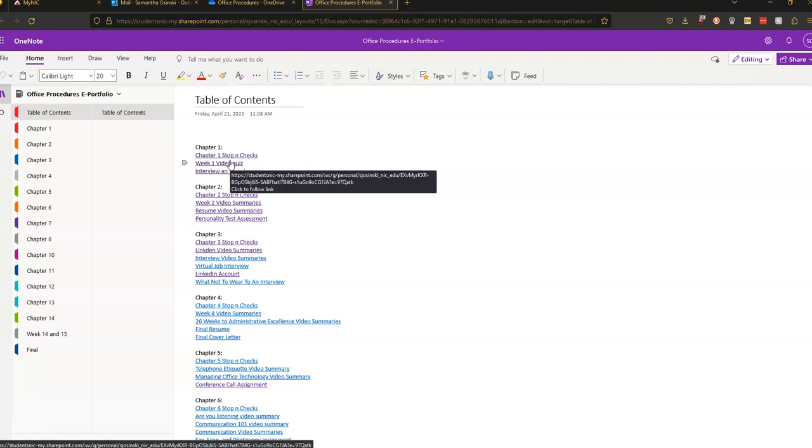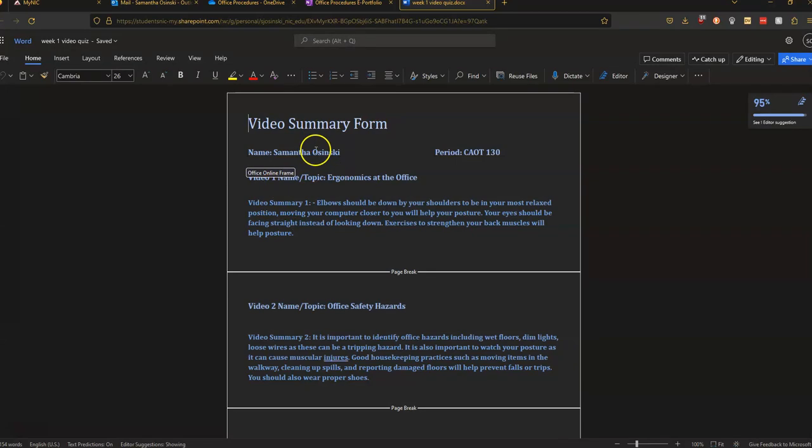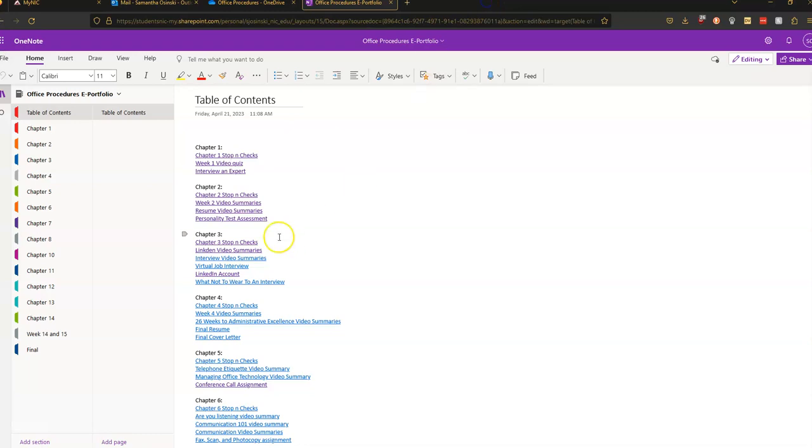Each week we would be assigned a video that we had to watch, and then we would just jot down notes about the video. So this is an example of one of those. She gives us a form, so that's super easy to fill out. You start with your name, the name of the video, and then the notes under that. Super easy. Like I said, we had one of those every week.